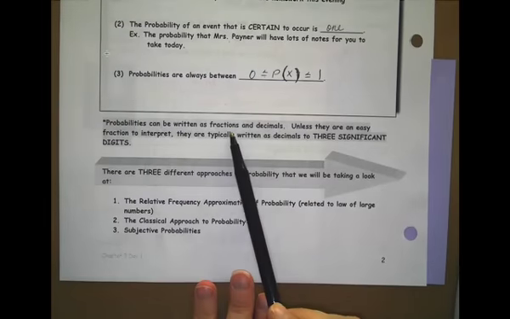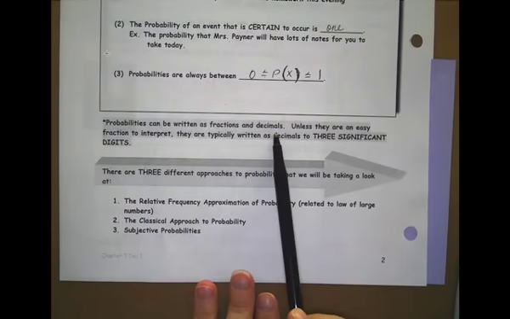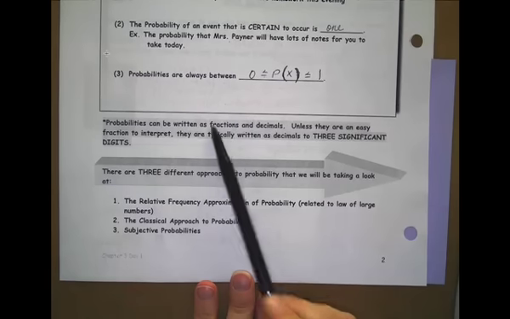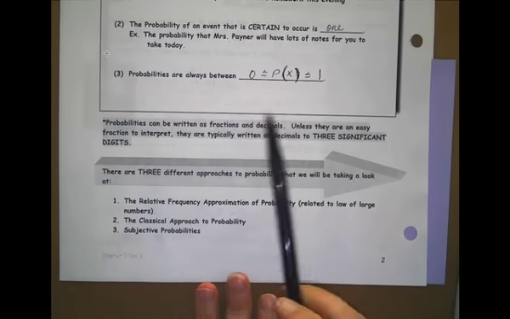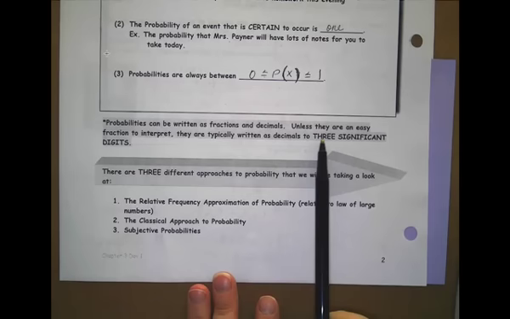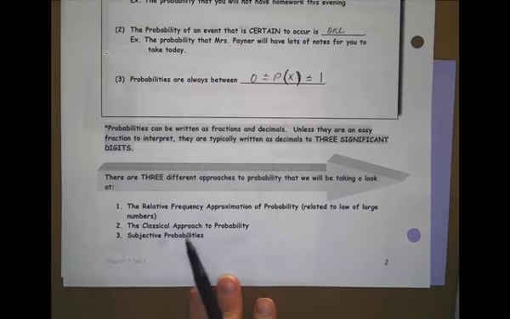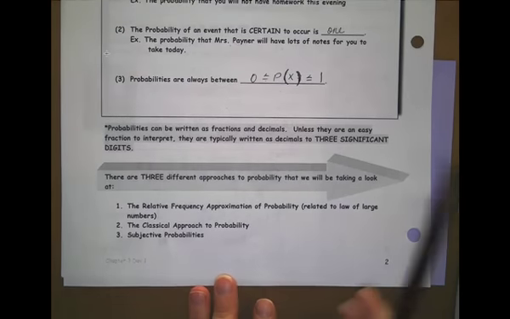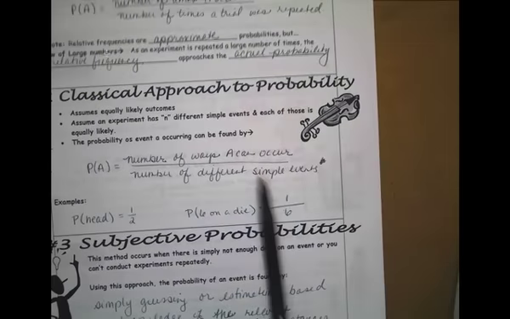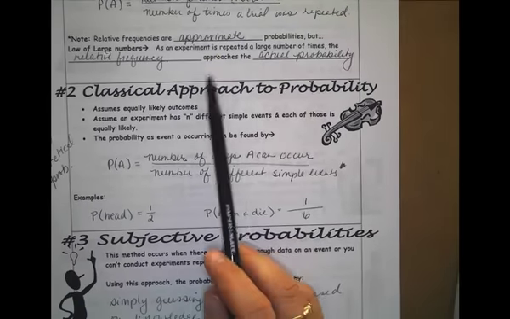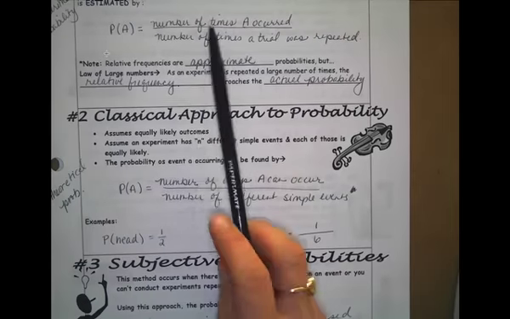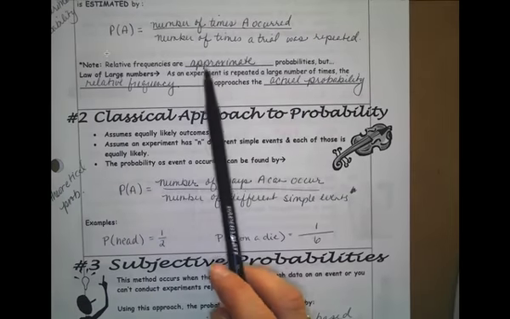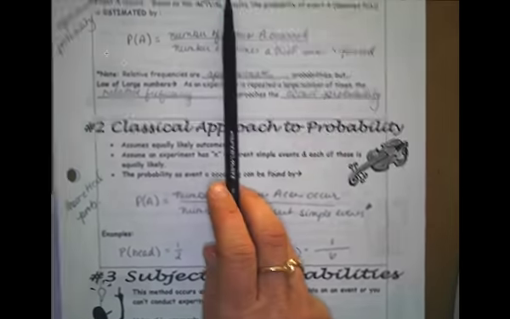Here's a little bit of information about how to write your probabilities. I usually use fractions when they're easy to interpret, so simple fractions. Otherwise, I would write them as decimals. Then you should have read about the 3 different approaches when you were looking over those notes. You should have filled in this. The only thing that you might not have filled in is some examples.